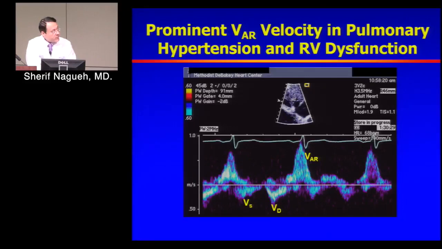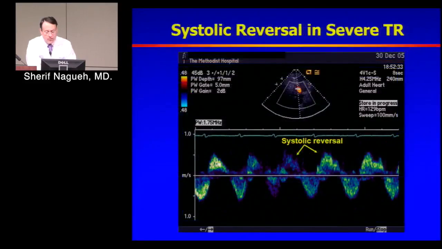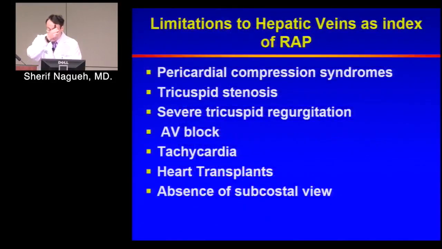Someone with tricuspid regurgitation and systolic reversal. By the way, systolic reversal may be seen in very sick hearts, even in the absence of a severe degree of tricuspid regurgitation. It has to do with the RA-RV compliance/stiffness and the interaction between them. So these are limitations. If someone has pericardial disease, tricuspid valve disease, arrhythmias, heart transplants, be cautious in using them.